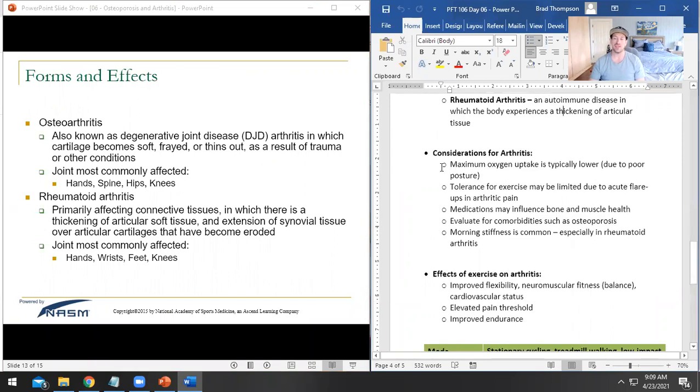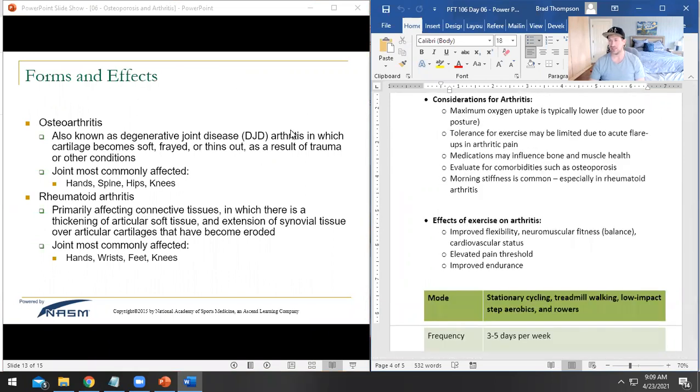So we will often see osteoarthritis. Like I said, it's degenerative joint disease. We're usually going to see this in the hands. The spine is really big, the hips and the knees especially. The knees are probably the biggest one that you're going to run into a lot. Rheumatoid arthritis usually affects smaller joints, things like your hands, your wrist, your feet, and then we will sometimes see that in the knees as well.